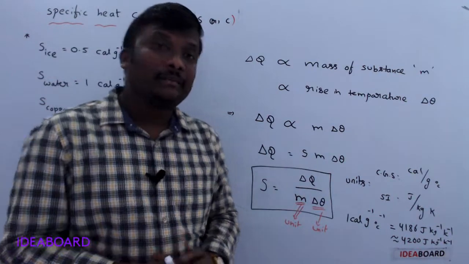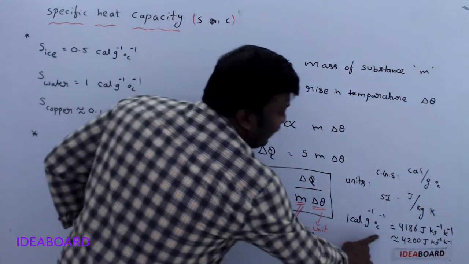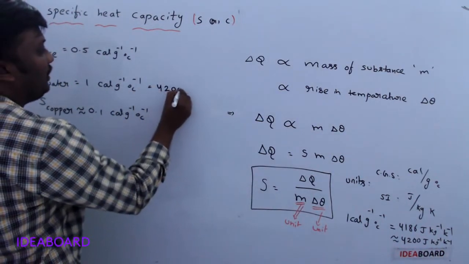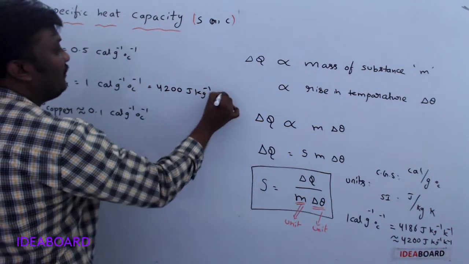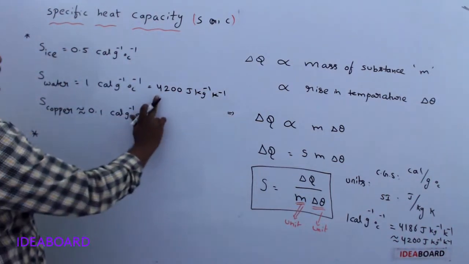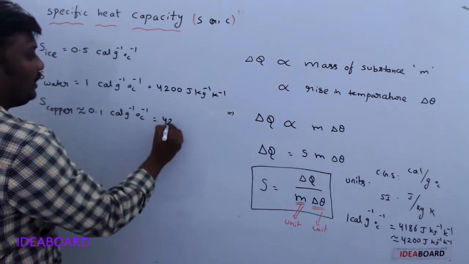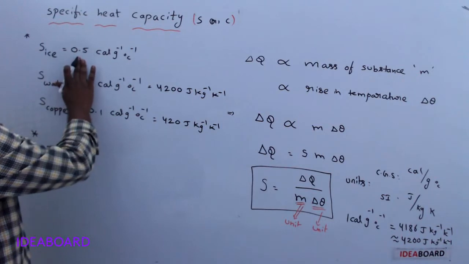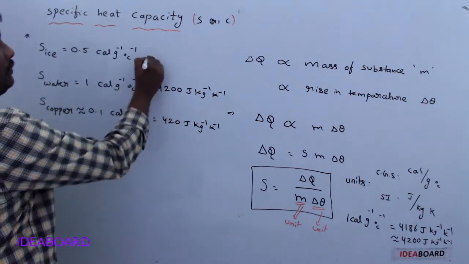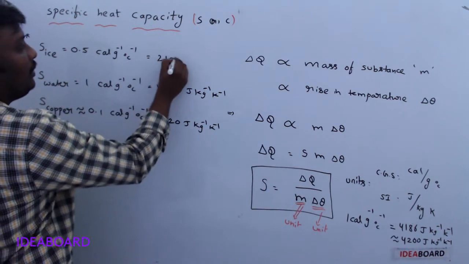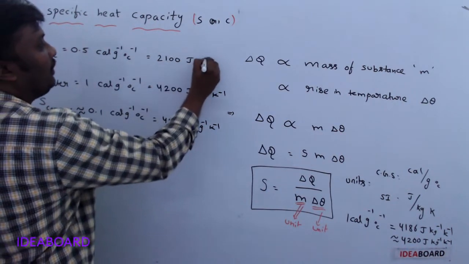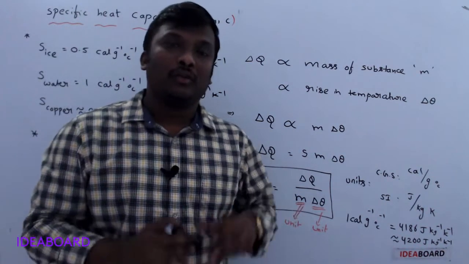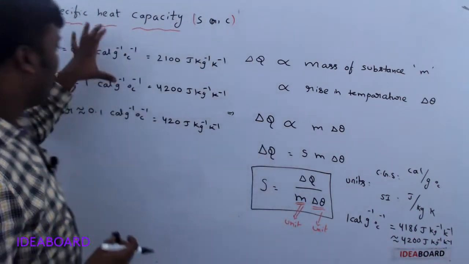Okay, if they ask in SI, then what is the value of 1 calorie gram inverse degree Celsius inverse? 4200, na. So this value is 4200 joule kg inverse Kelvin inverse. 0.1 means divided by 10, you can get 420. 0.5 is nothing but 1 by 2, so divided by 2, then you get 2100 joule kg inverse Kelvin inverse. Okay, for numerical purposes you must remember all these values.